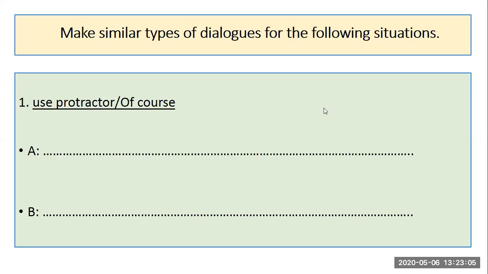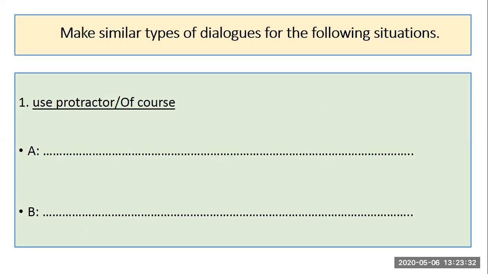Then the B says what? B says yes, of course. You can. I'm afraid not. These are the structures that we learned yesterday. Remember? And now you all have to transform the dialogues A and B, what they said, into one sentence, into reported speech. Like A is asking for permission, B granted the permission.